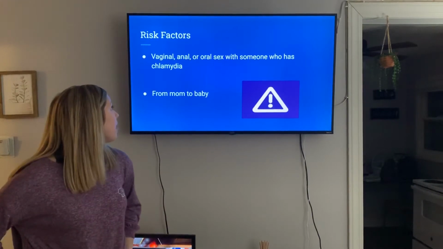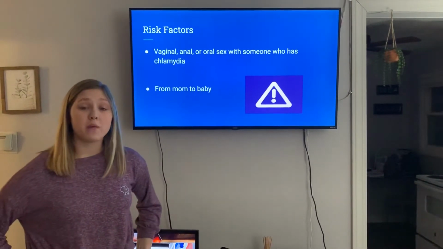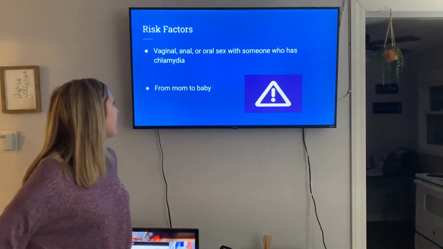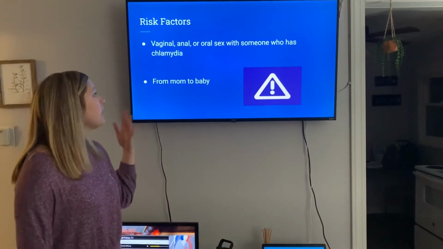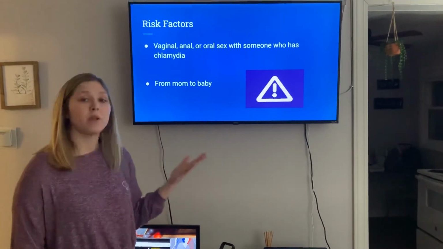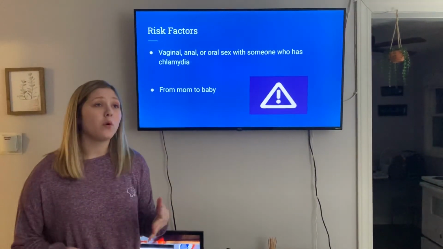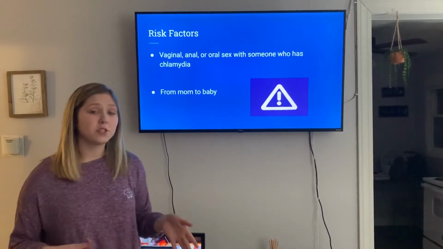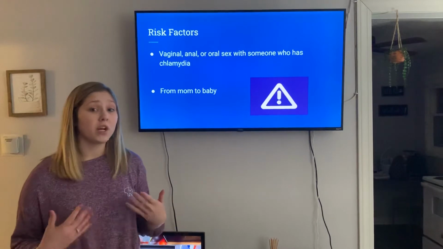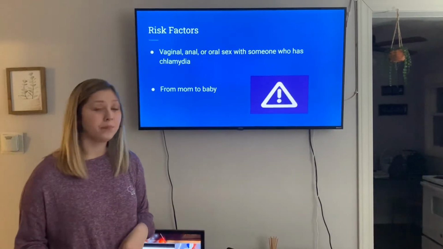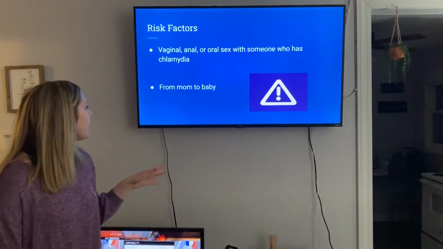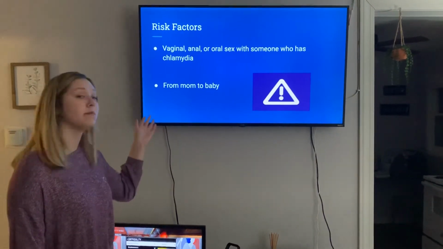Okay, now we're going to talk about risk factors that can lead to someone becoming infected with chlamydia. First, we have an obvious one: vaginal, anal, or oral sex with someone who has chlamydia. Basically, whether it's protected or unprotected, if you have sex with someone who has chlamydia, you are at a chance of also getting chlamydia. Now, a less known case is from a mom to a baby.